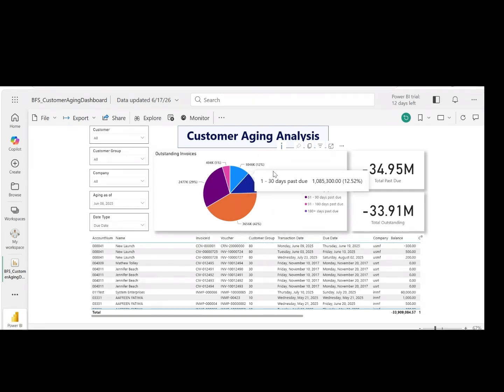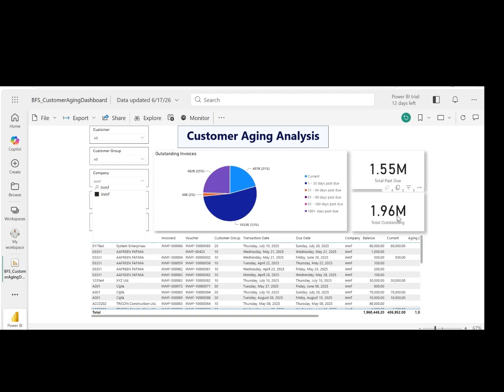On the right-hand side, the KPI cards present key financial metrics. The total past due KPI highlights the total value of overdue receivables that require immediate collection attention. The total outstanding KPI displays the complete customer balance, including both current and overdue invoices, at the individual organization or company level. These indicators provide an instant snapshot of the organization's receivable position and support informed decision-making.